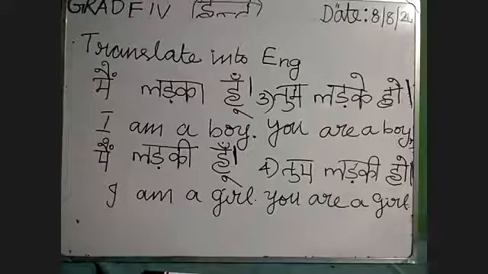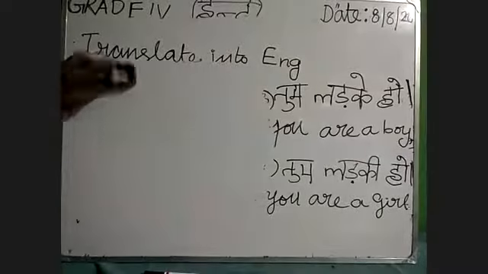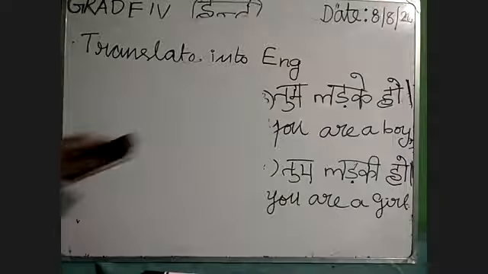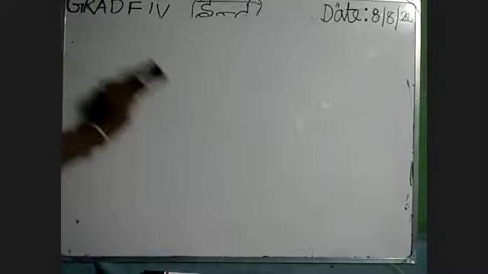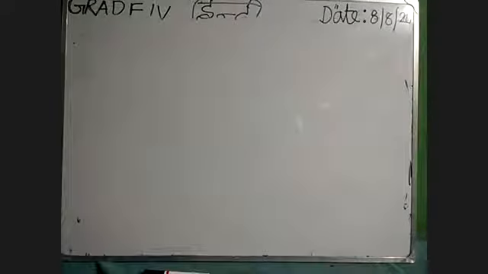"Yah kalam hai" means this is a pen. When "yah" comes, it ends with "hai". When "vah" comes, it also ends with "hai". But for "ye", "aap", "hum", like that. For example, "hum ladkiyan hain". Plural form.